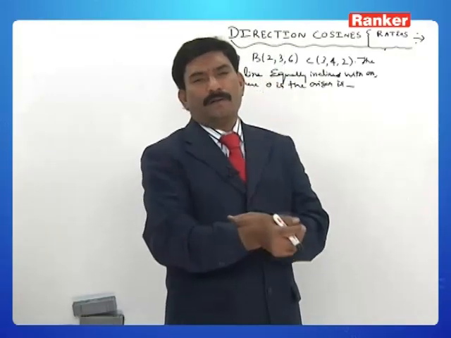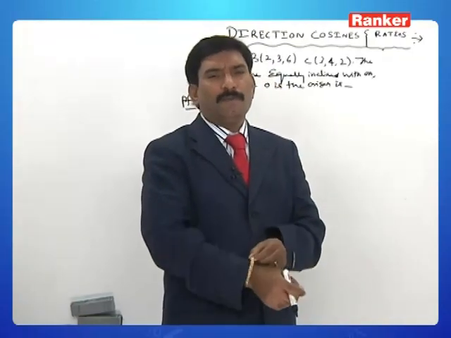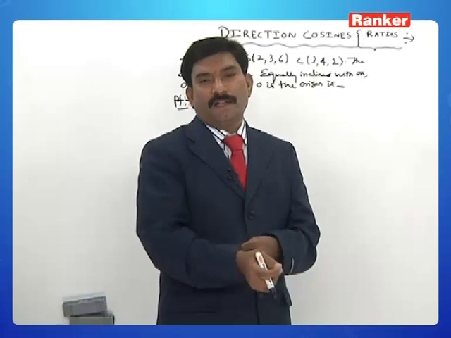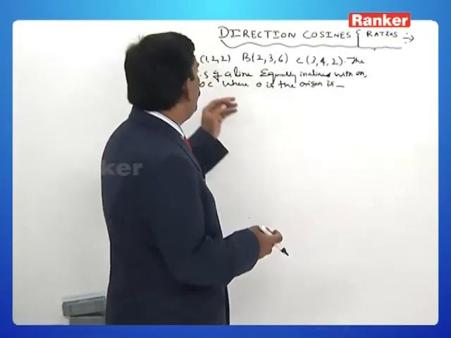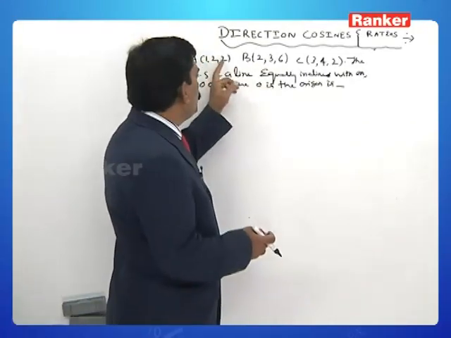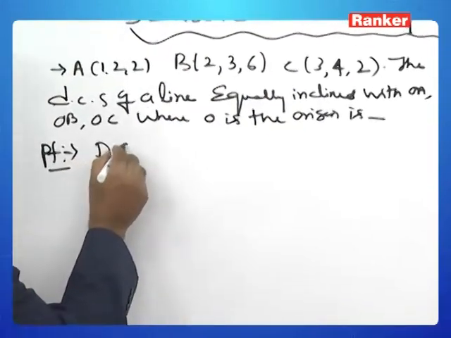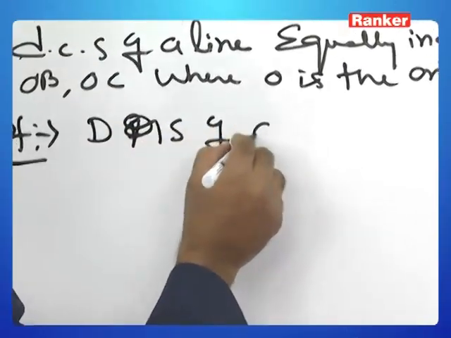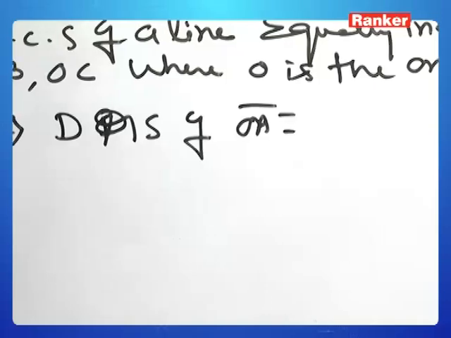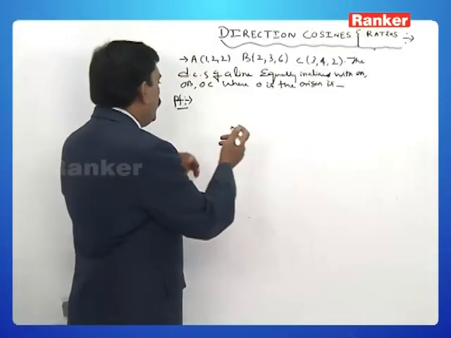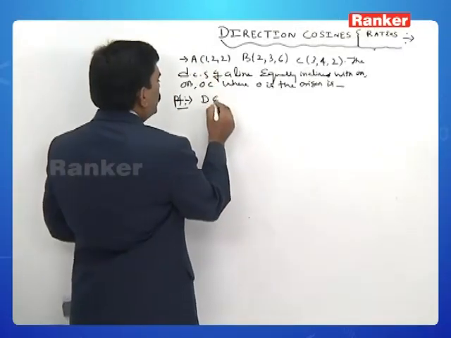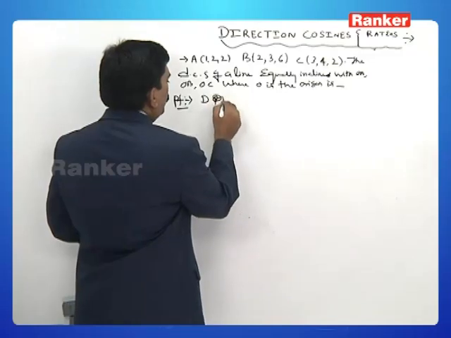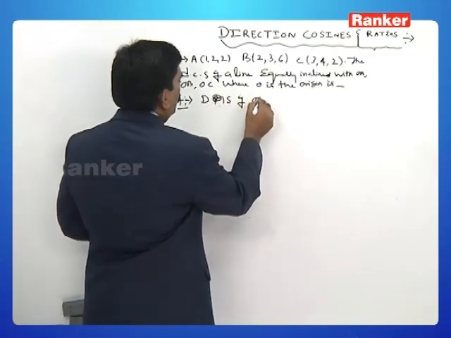So let us recall the concept of angle between two lines and lines equally inclined. Now if I take A is equal to (1, 2, 2), B is equal to (2, 3, 6), C is equal to (3, 4, 12), find the DCs of a line equally inclined with OA, OB, OC, where O is the origin. Okay, let us find out. DRs of OA bar.